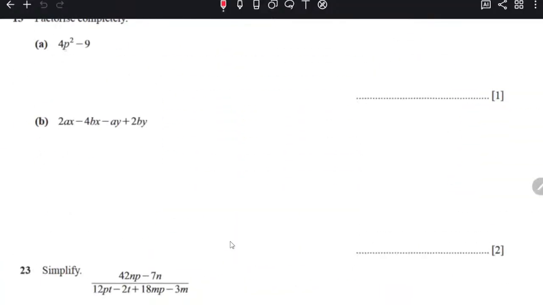Let's try this one. 4p squared minus 9. You write 4p squared minus 9. 4 is a square number. P squared is a square number. 9 is a square number. So it would be 2p minus 9.